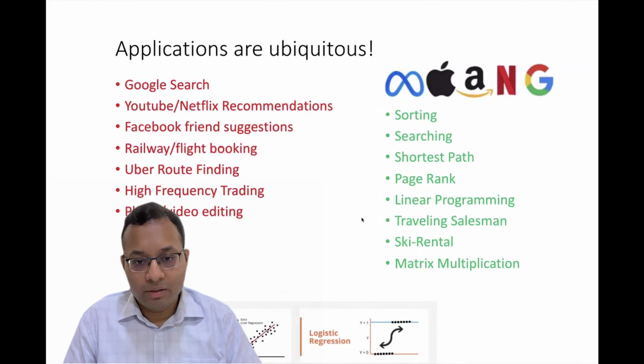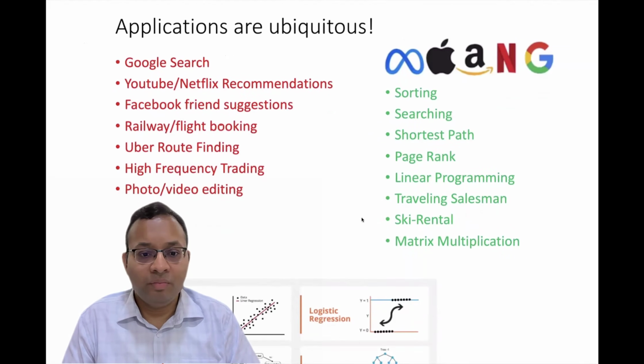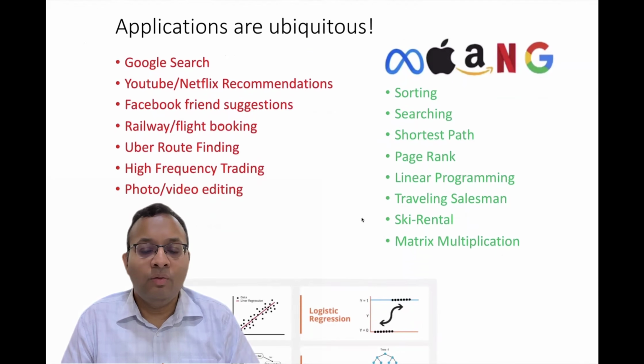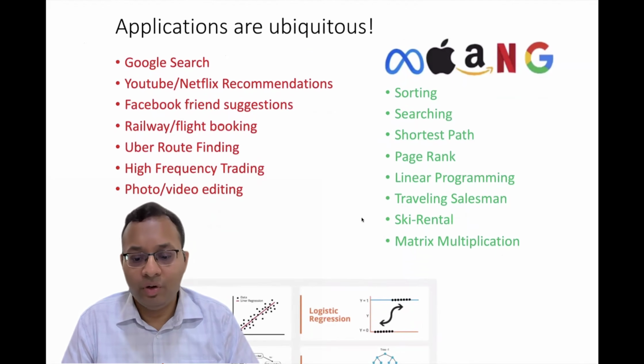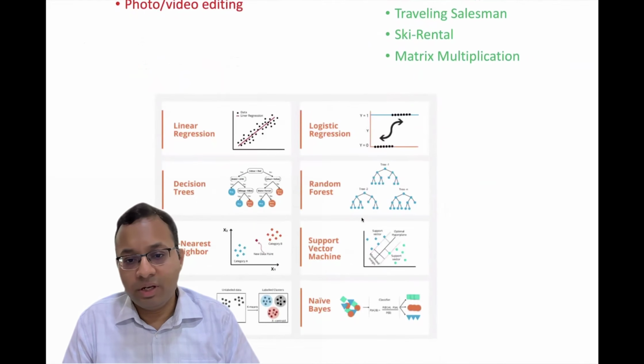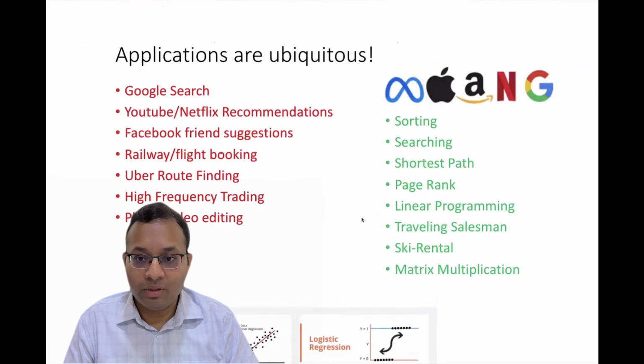Second is the applications. Think of the regular web pages that you visit, Google search, YouTube or Netflix recommendations, Facebook friend suggestions, when you book flight or railway tickets, when you book an Uber cab, high frequency trading, photo or video editing, or any machine learning examples like linear regression, logistic regression, k-nearest neighbor, clustering problems. All these are algorithmic questions. And there are some algorithms like sorting and searching which are everywhere.